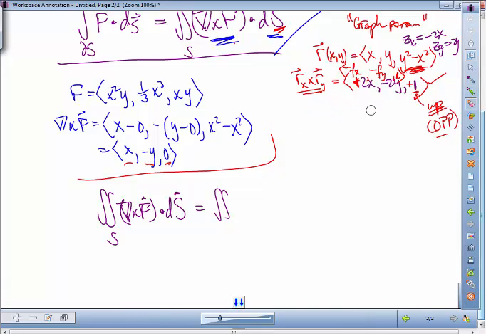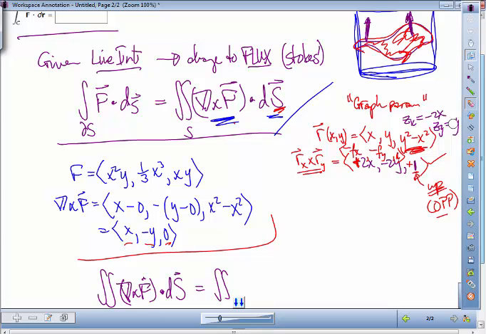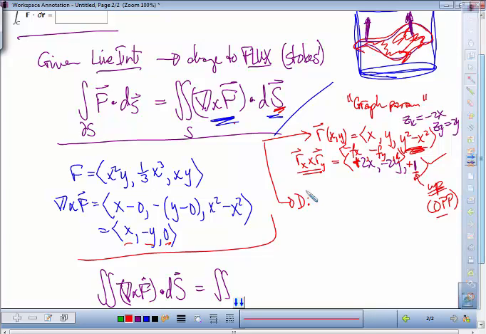Because we're going to change this into a regular double integral, I need to know the domain. So let's look back at the picture. When I wrote the parameterization, what's our D equal to? Because that's going to help me figure out my limits for my double integral. Any ideas what the D is equal to?